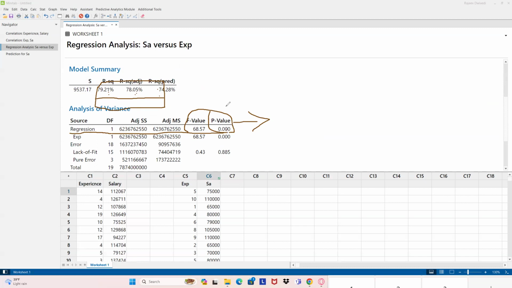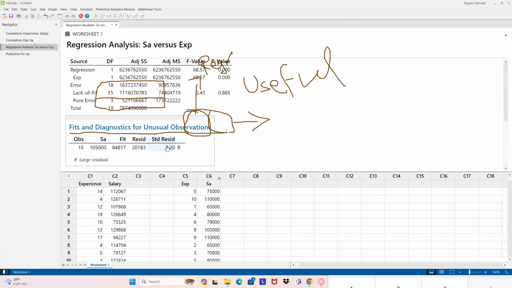And overall regression is useful because the p-value is less than this. What is regression statistics? This is called regression. Regression statistics is the F value, the F distribution. Okay, rest of the things. So this is what you need to know.